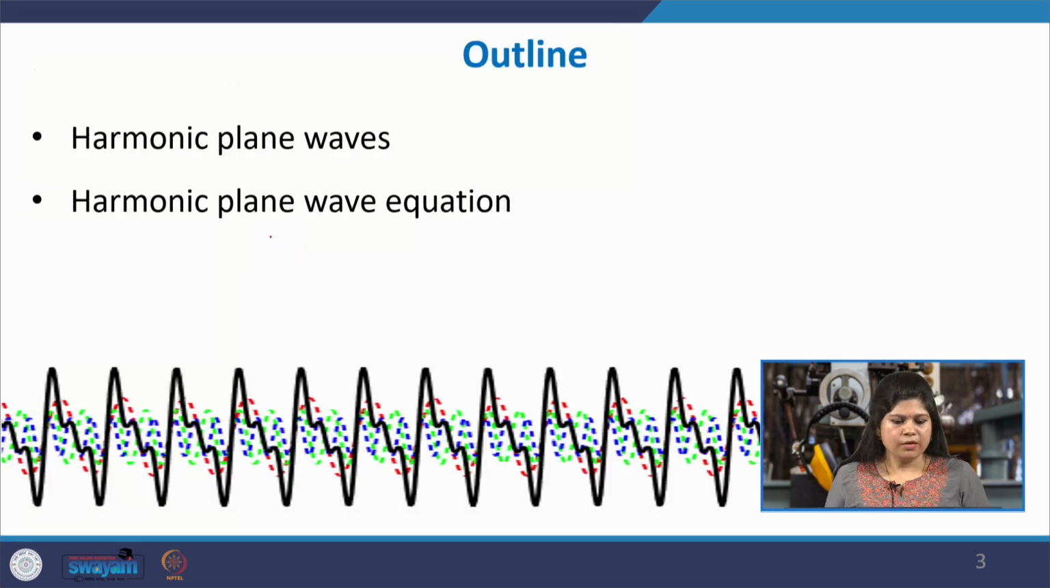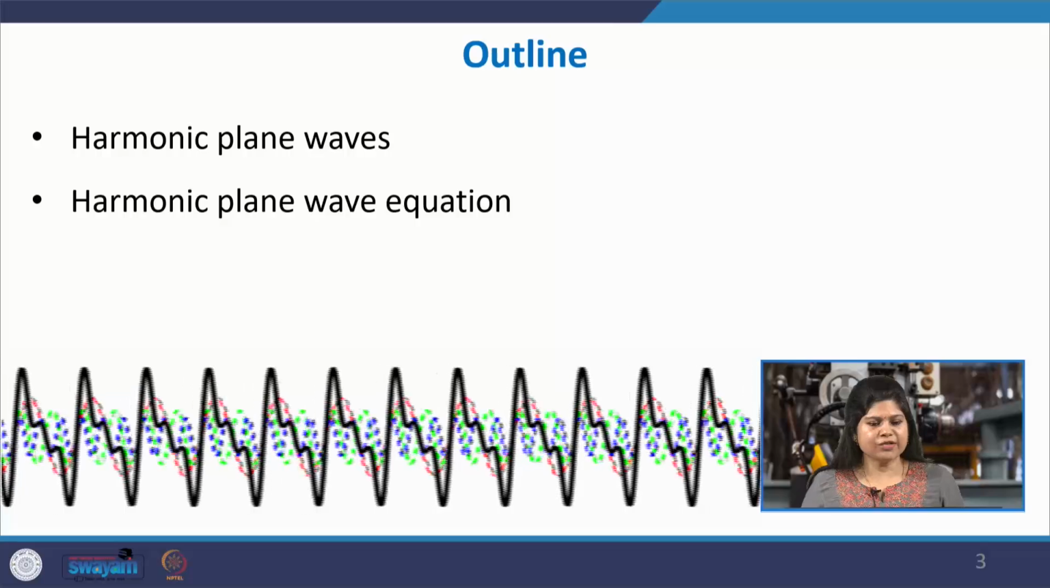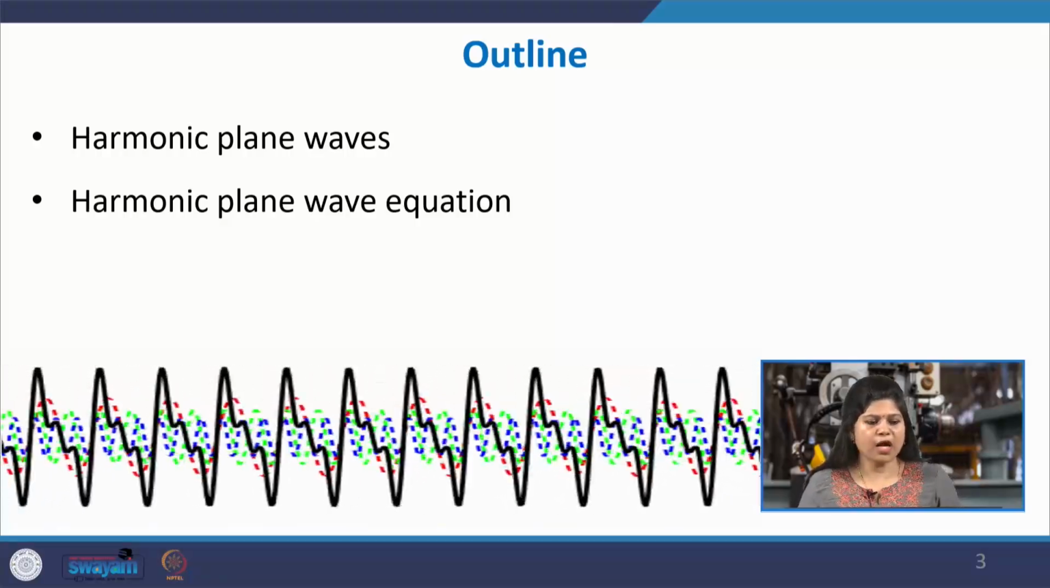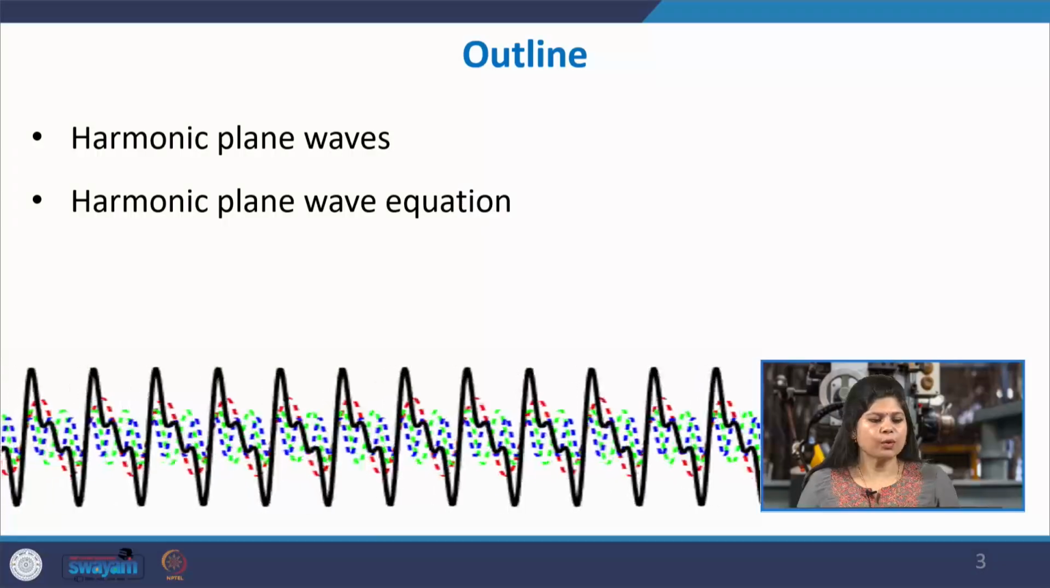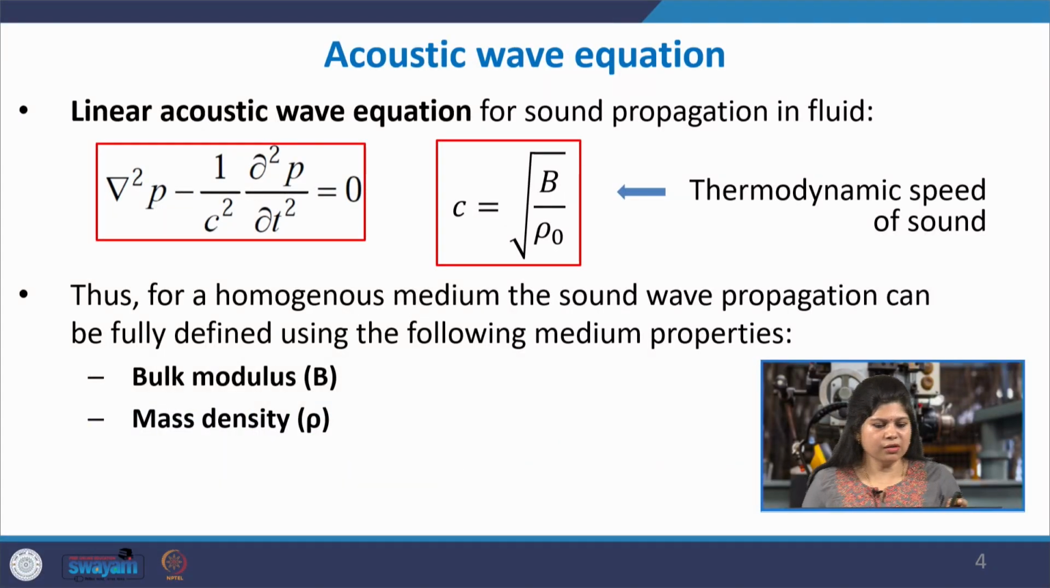So, in this lecture we will discuss harmonic plane waves and the harmonic plane wave equation. This is the acoustic wave equation in this format. It is a partial differential equation in the space and time variables. Now, we want to find solutions to get the equations for acoustic pressure for different types of waves and different types of boundary conditions.